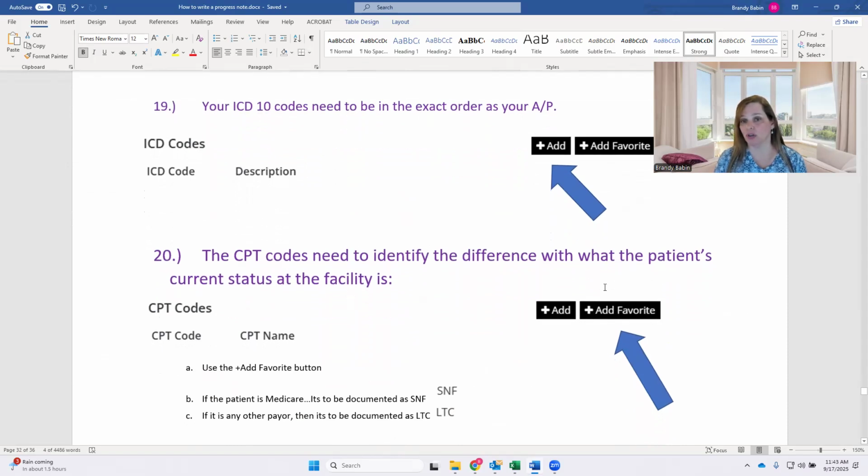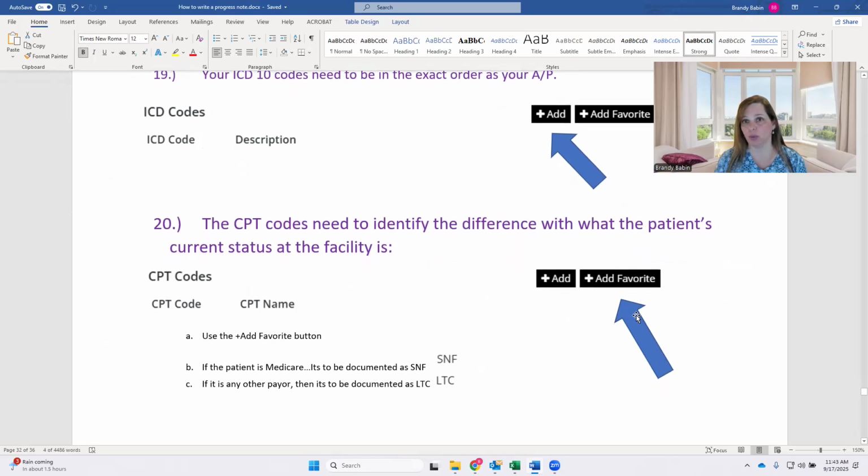Your CPT codes are a little bit different. They are under the add favorite. So if you go to the add favorite button, it will pull out your discharges, your advanced care planning, your smoking cessation, and your evaluation and management. So all of your add favorites is a good place to go.